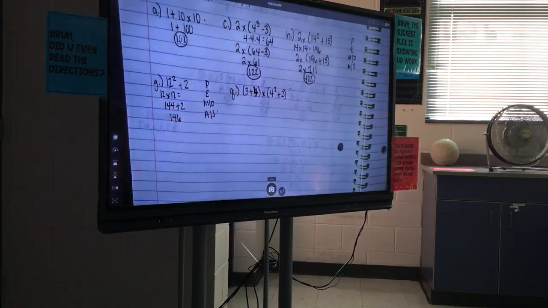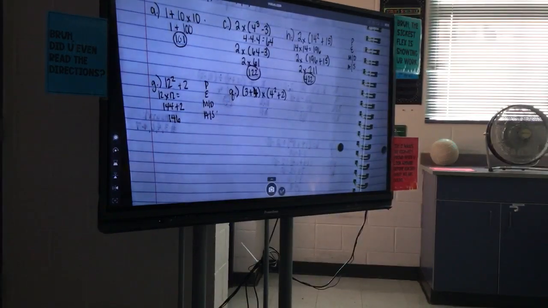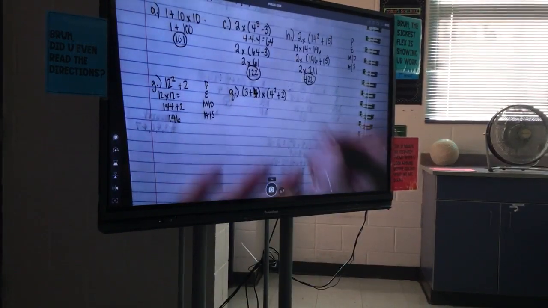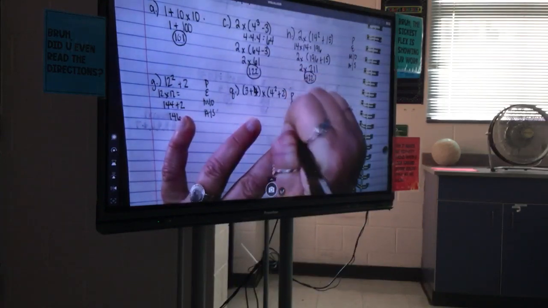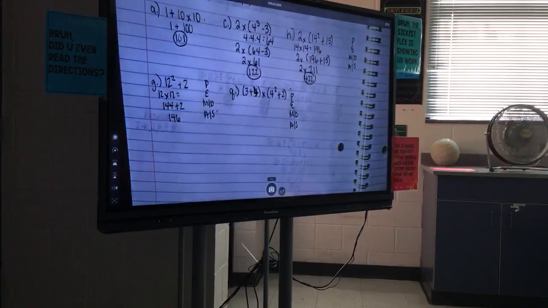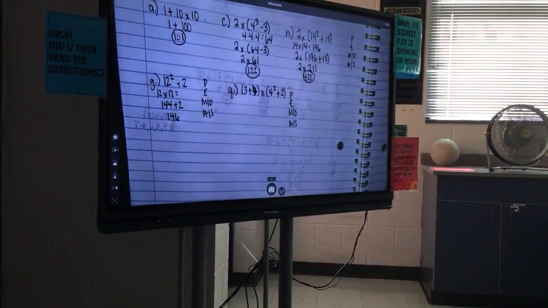All right, so Q is 3 plus 4 times 4 squared plus 2. What are we looking for first? Kira? Okay, do we have any? Yes, we have 2 sets of parentheses here. That plus is a division sign. You're right. Sorry.